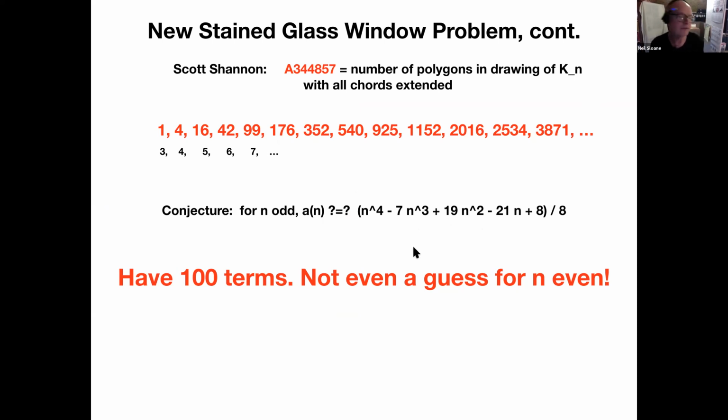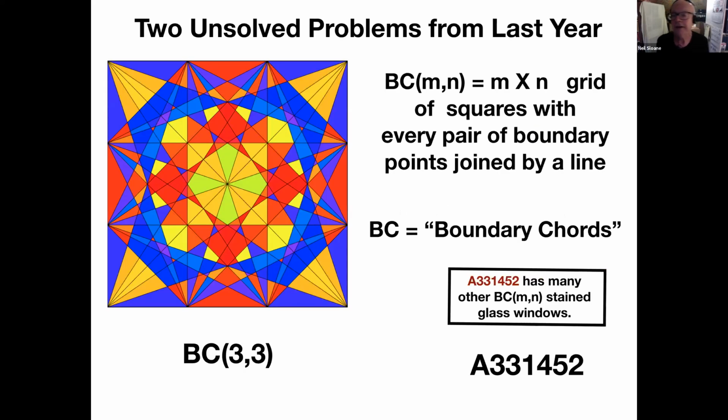I tried doing an obvious thing. Can you invert in the polygon and make all the outside ones on the inside? But that didn't work. So anyway, here's the sequence. We have 100 terms, and we only have a guess for the odd indexed terms. Another thing we looked at, and this is where we really had to create art because we couldn't solve it.